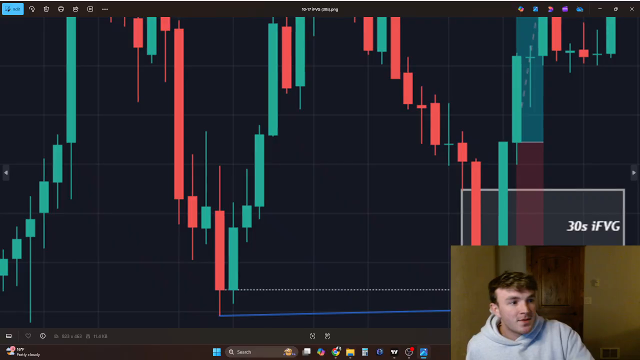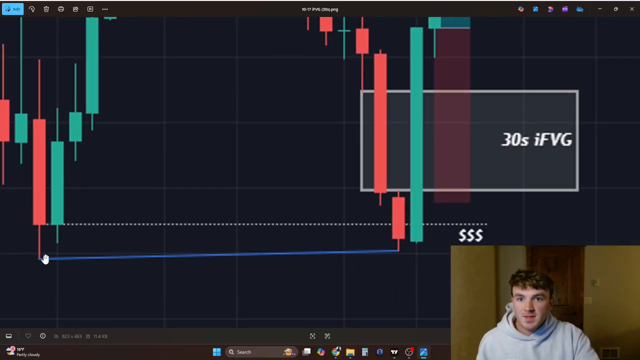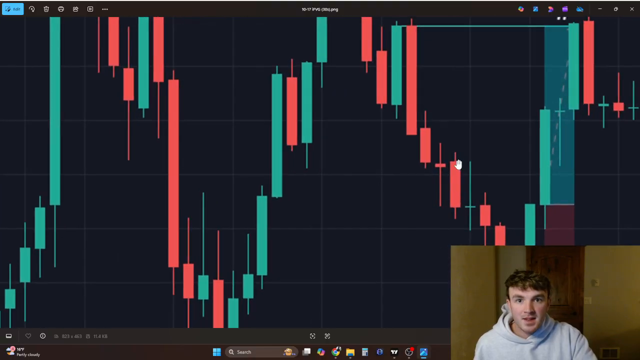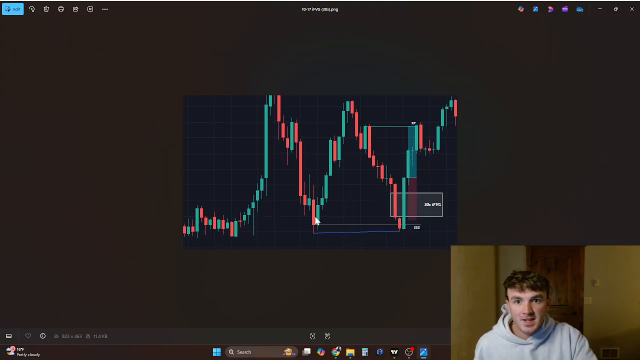This is a very simple inversion fair value gap with SMT. So we have SMT with this low. We have a fair value gap. And then we have an amazing momentum candle closing above that gap. So what is this? It's your very basic inversion fair value gap where we have a gap, we close higher, boom.